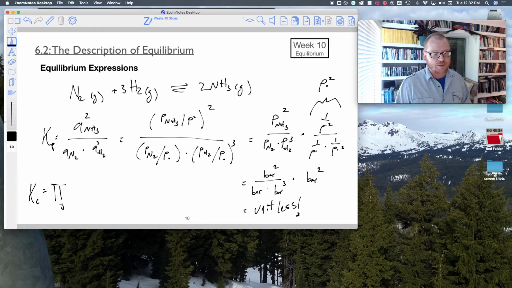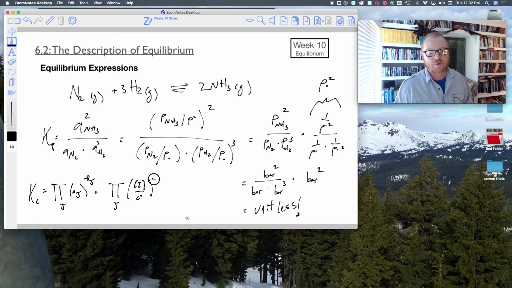The product of all species J of the activity of J raised to the nu J power. Well, I now know that I can write activity in terms of partial pressures, but I could also write activity in terms of concentrations. And so that goes as the following: the product over J of the molarity of J, as expressed in a bracket, divided by C standard, all raised to the stoichiometric coefficient, where C standard is exactly 1 mole per liter.